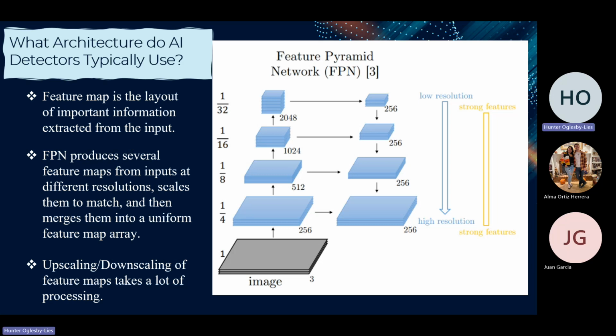The typical AI detectors use feature maps in a feature pyramid network. A feature map is the layout of the input data. The feature pyramid network, or FPN, produces feature maps from inputs at all sorts of different resolutions, scales them to uniform, then merges them. This process of upscaling or downscaling takes a lot of time and work to process.